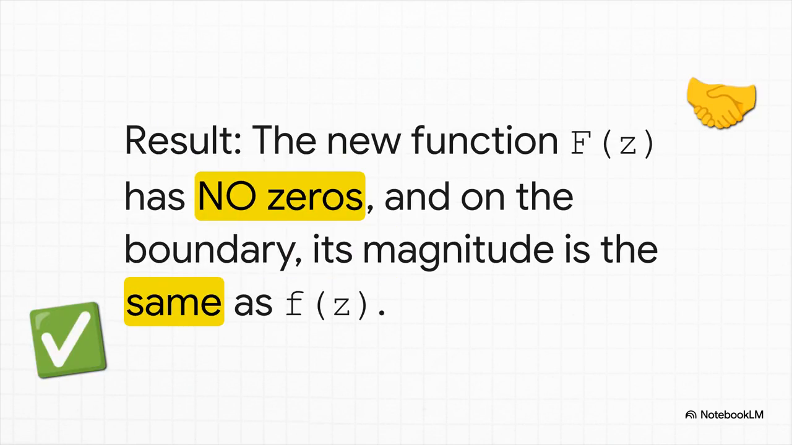And just look at what we've made. Our new function F of z is perfect. It's the best of both worlds. First, because we hit it with a Blaschke factor for every zero, it is now completely zero-free. We've cleaned it up. And second, because each of those factors is invisible on the boundary, the size of our new function is exactly the same as our original function all along the edge of the circle.